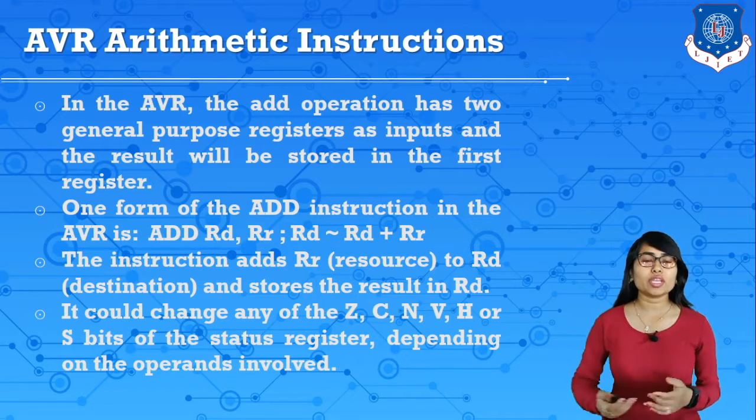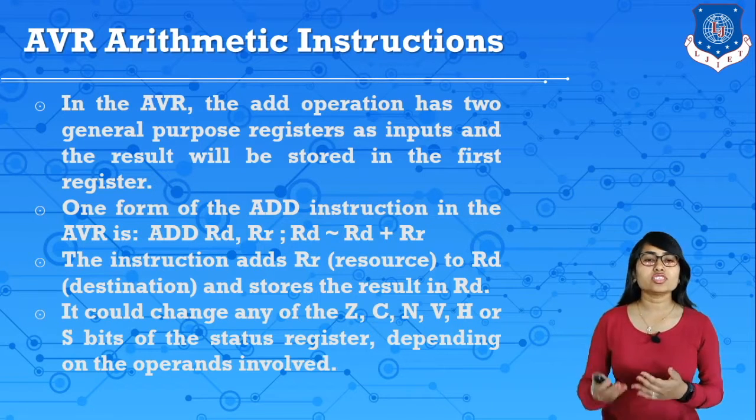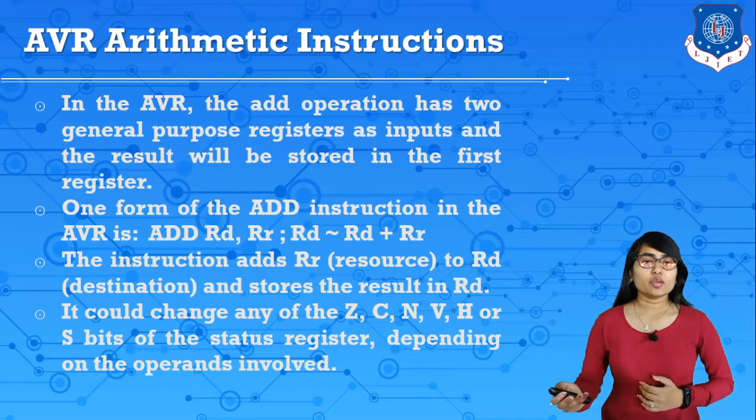Due to arithmetic operations, the status of the controller is changed. It could change any of the values of the Z, C, N, V, H or S bits of the status register, depending on the operands involved. So depending on the result, any of the flags is either set or cleared to 0.